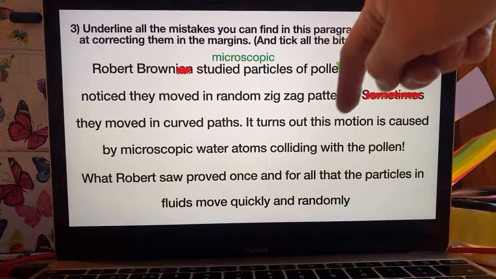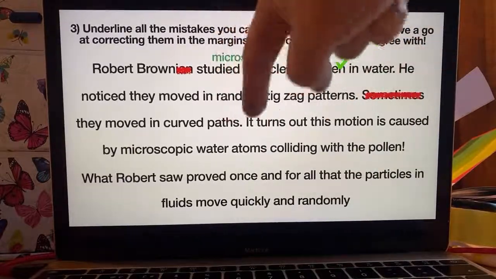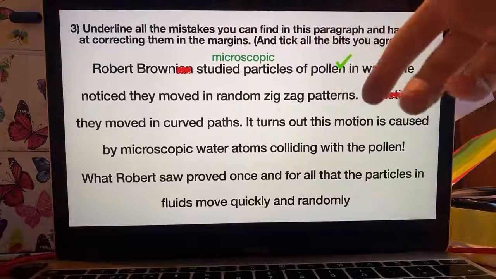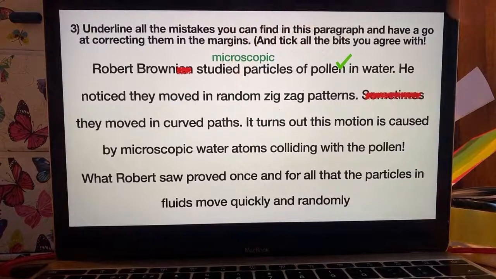I don't really love the word pattern here, actually, because that suggests that there's some sort of method, doesn't it? I suppose if it's random, is it still a pattern? I don't know. It's totally random. Sometimes they moved in curved paths. No, they don't do that because it's caused by collisions, so it wouldn't move in a curved path. If you throw a ball, it doesn't suddenly start to curve unless there's another force acting on it.